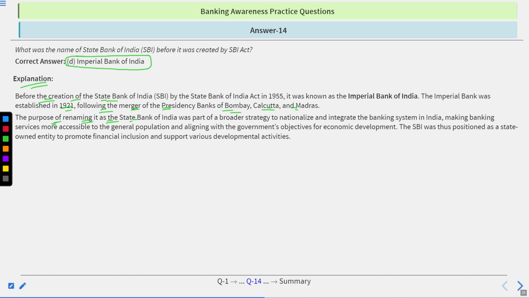The purpose of renaming it as the State Bank of India was part of a broader strategy to nationalize and integrate the banking system in India, making banking services more accessible to the general population and aligning with the government's objective for economic development. The SBI was thus positioned as a state-owned entity to promote financial inclusion and support various developmental activities.